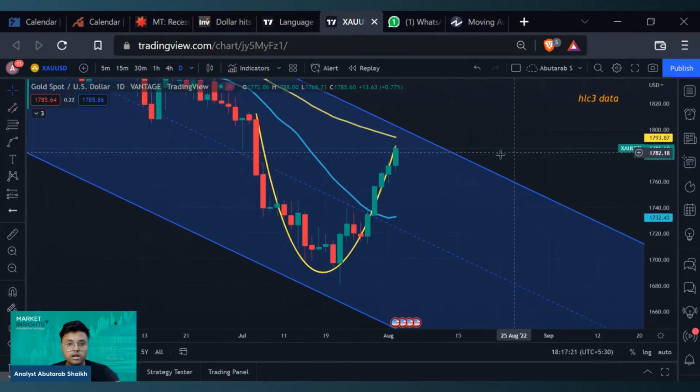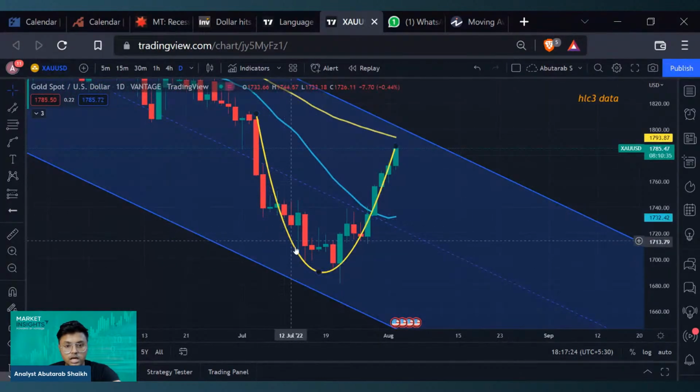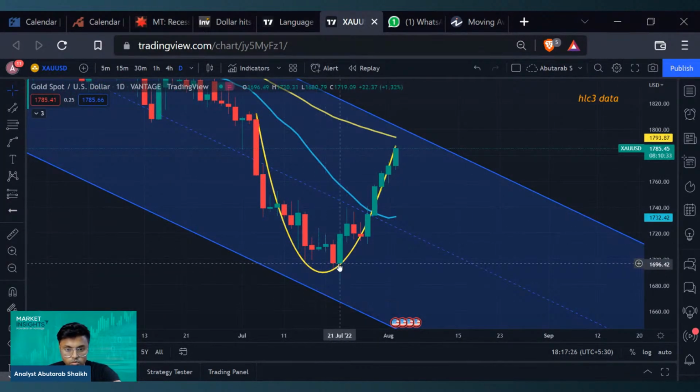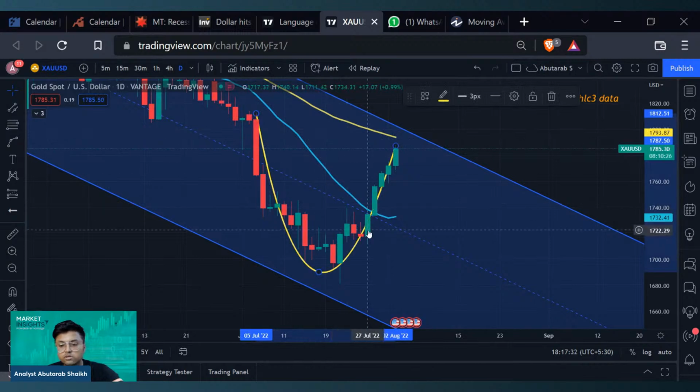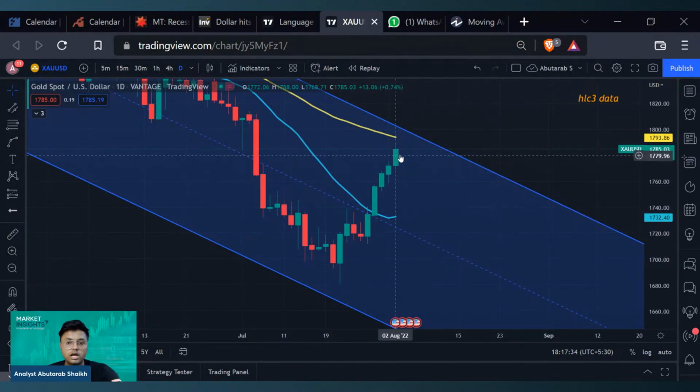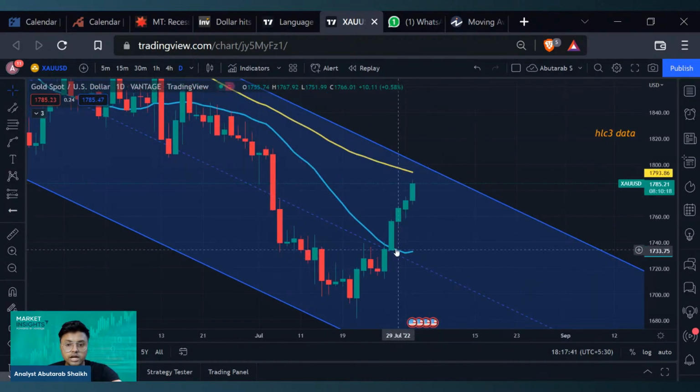Obviously, look how the curve is forming, and look how the resistances are also. This is also acting as a support here, right? And this is how we went up, correct? So this was something that happened in gold, and currently we are looking that again the price is going to test this moving average, the 50-day moving average. It completely breached the 20-day moving average.